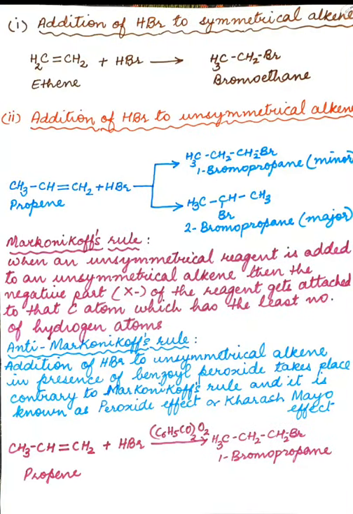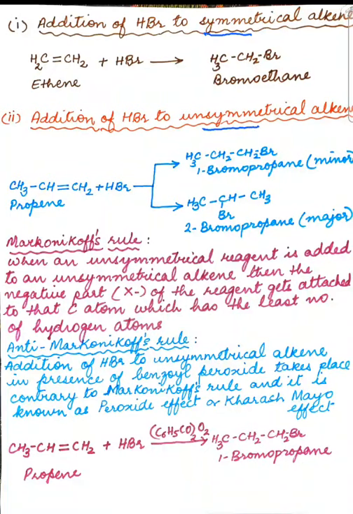And let us see the addition of HBr to symmetrical alkenes. There are two types of alkenes, one is symmetrical and the other is unsymmetrical. If to the left and right side of the double bond there are equal number of carbon atoms, then it is called as the symmetrical alkene. If to the left side and right side of the double bond there are unequal number of carbon atoms, it is called as the unsymmetrical alkene.